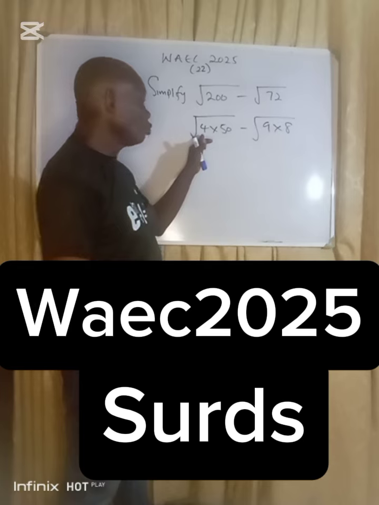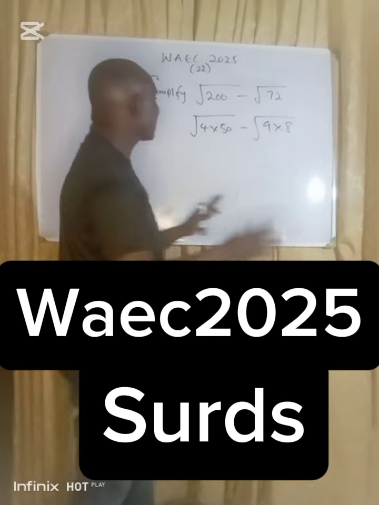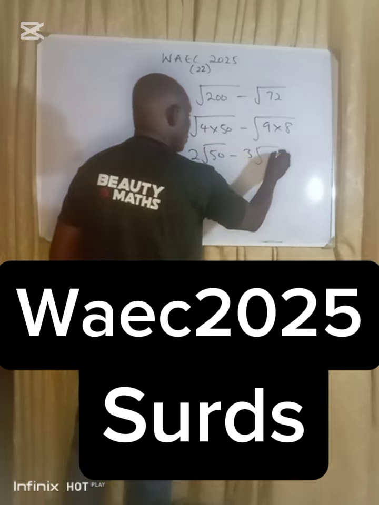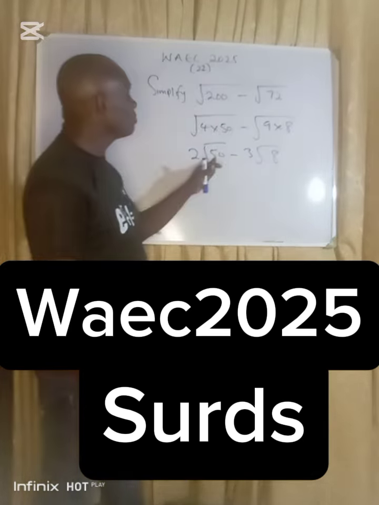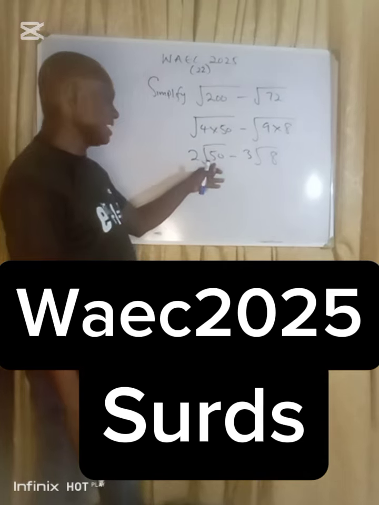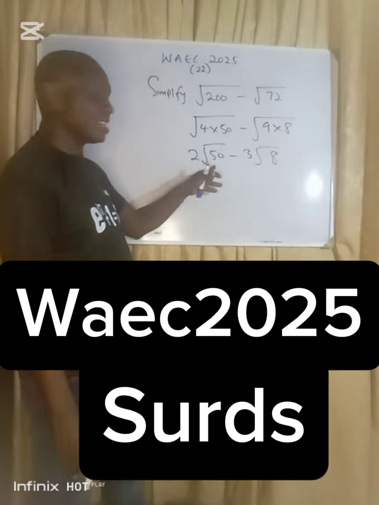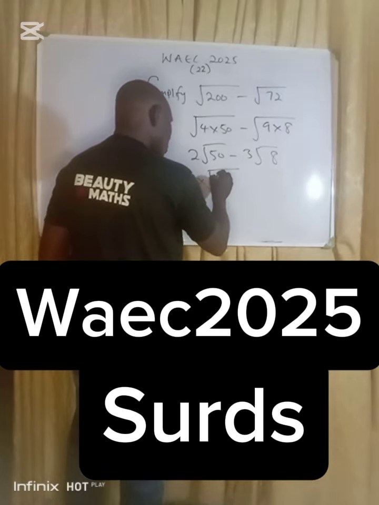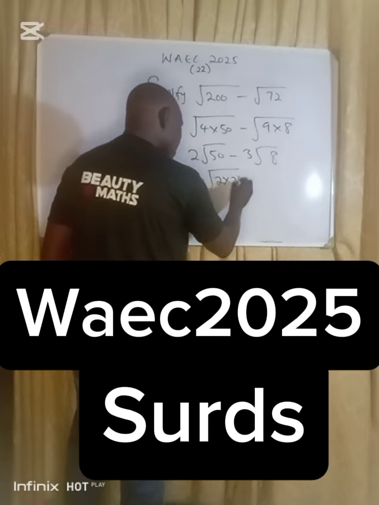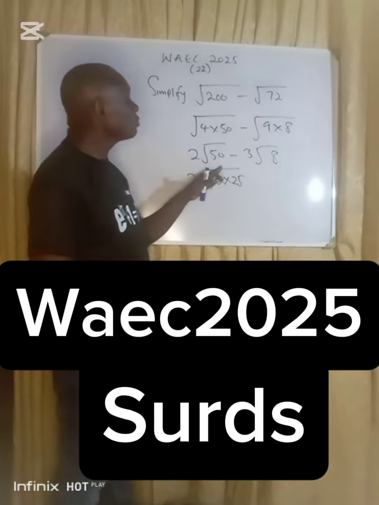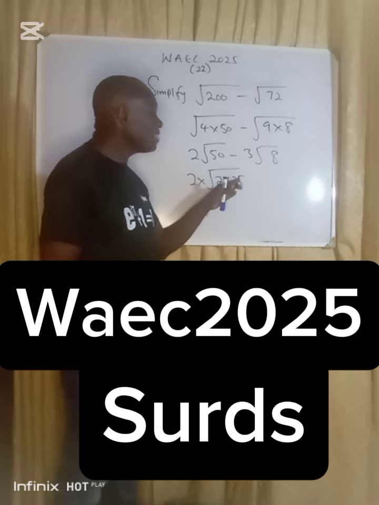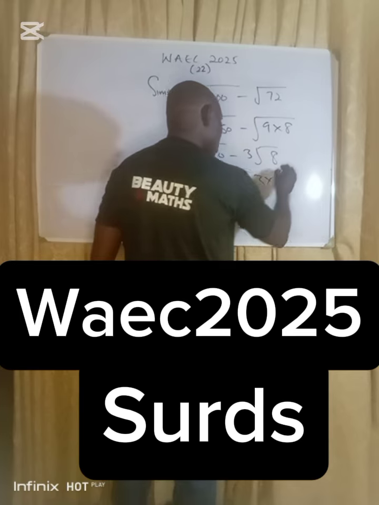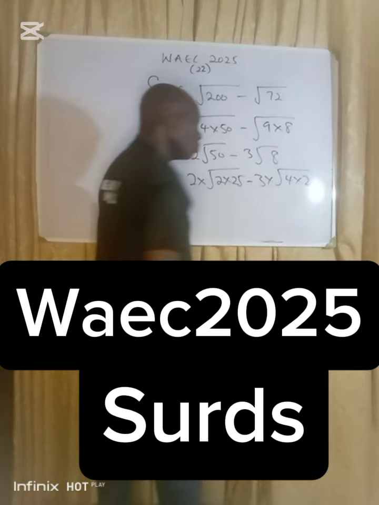Now you can see that I have 4. The square root of 4 is what? 2. And the square root of 9 is what? 3. So I can write this as 2 the square root of 50 minus 3 the square root of 8. Now, what can I do here again to give me a perfect square? I can write this as 2 times the square root of 2 times 25, because 2 times 25 will give me 50. And the square root of 25 is 5. Minus 3 times the square root of 4 times 2.